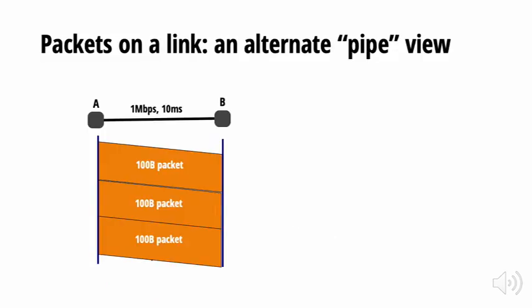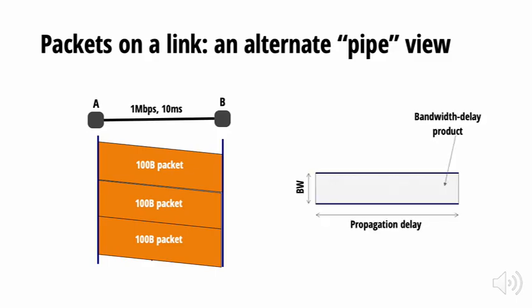I want to give you one other way of looking at packets on a link. So far we've been talking about these timing diagrams. The timing diagrams are useful for you to understand the events happening at the two ends of a link. They tell you when the different entities in the network are seeing different events. A different way to look at it is from the link's perspective.